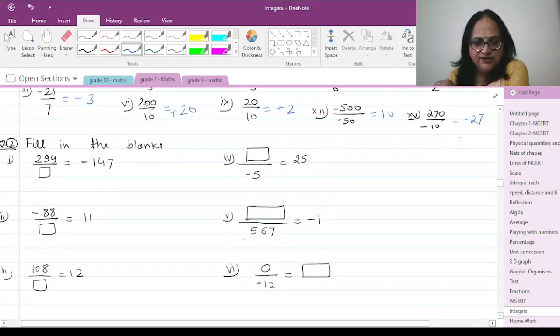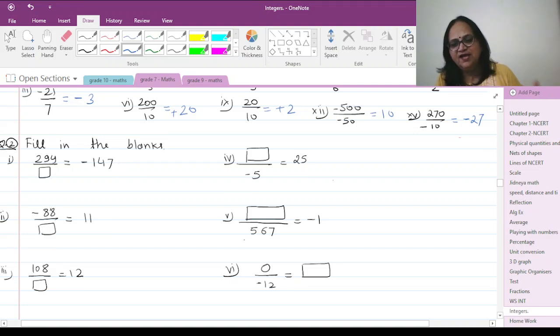Let's move to the next question. Fill in the blanks. I have to fill the number in these blanks. 294 divided by some number so that I can get the answer as negative. If I want my answer to be negative, any one of them should be negative. The upper one is already positive, so the lower one will be minus 2.